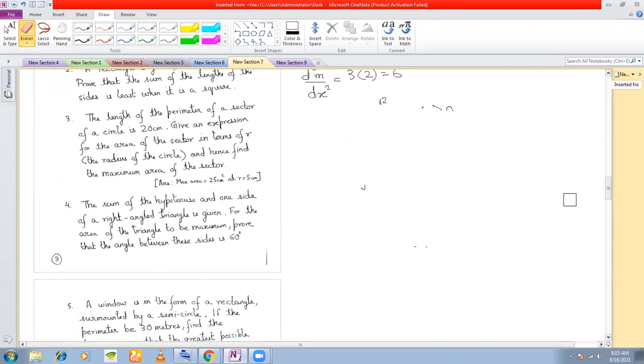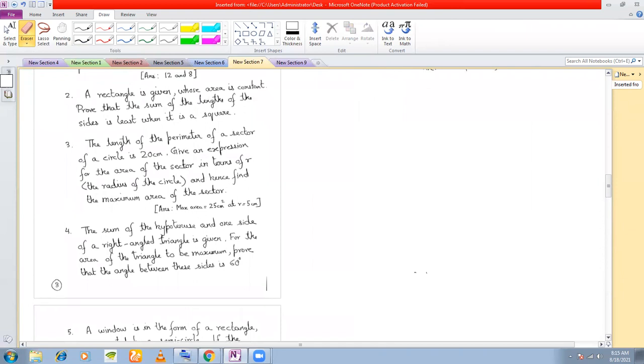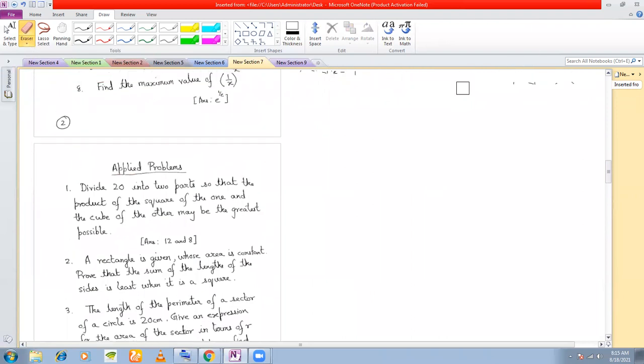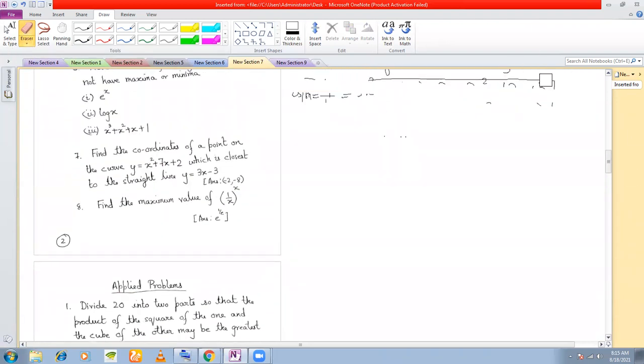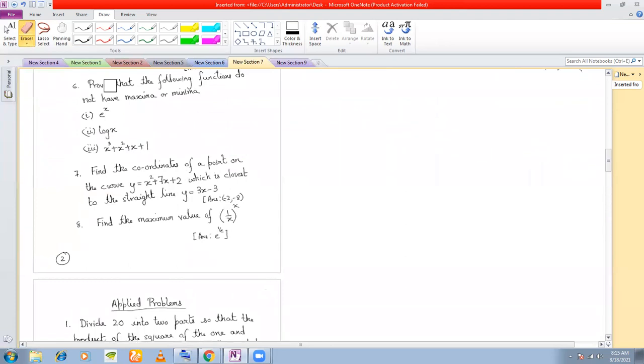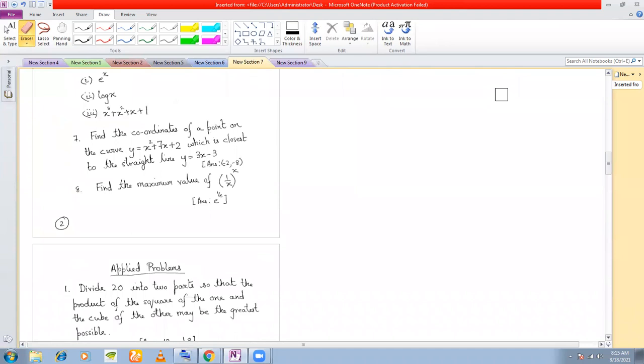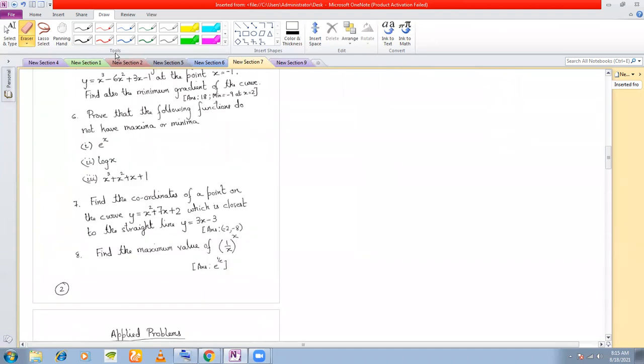Moving on to the next problem. Prove that the following functions do not have a maxima or minima. First one, e to the power of x. I had shown you by the first derivative test also, if you remember. So I start by saying let fx is equal to e to the power of x.